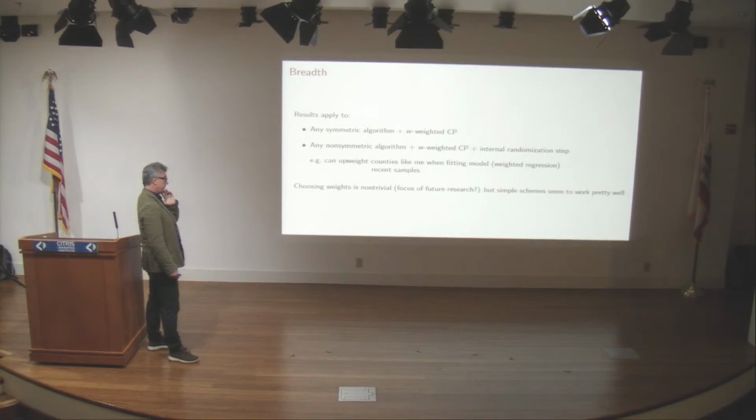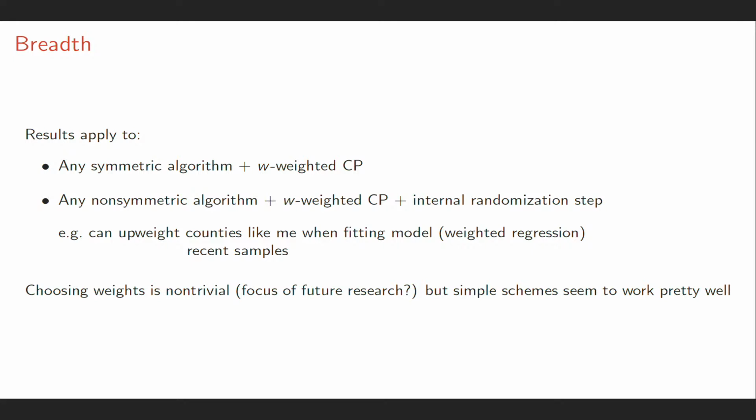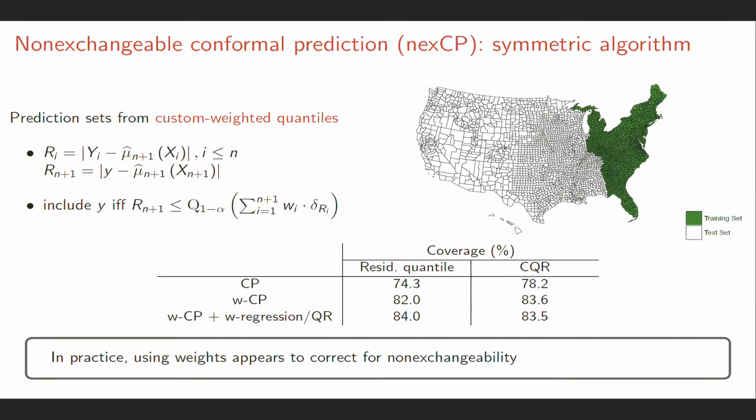So these results are quite broad. They apply to any symmetric algorithm and weighted CP. As you'll see in a minute, they also apply to any non-symmetric algorithm and weighted CP. To do this, we're going to use an internalized randomization step, because the thing that we have not talked about yet is that I'm still using a symmetric algorithm here. But maybe when I have to predict Santa Clara, when I fit my model, I want to upweight counties that look like Santa Clara. I want to learn more from them, so I upweight them when I fit the mu hat. We have not talked about this, which will actually break the symmetry of the algorithm, the second tenet of conformal prediction.